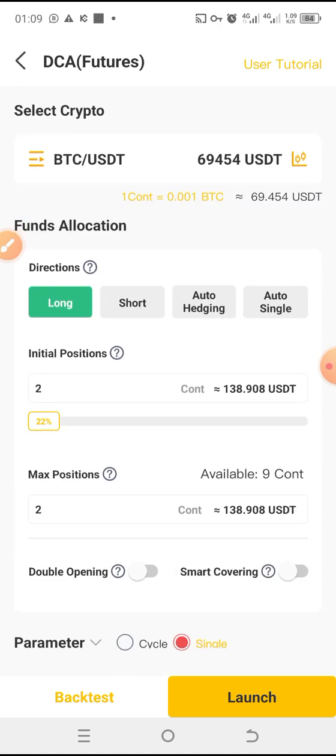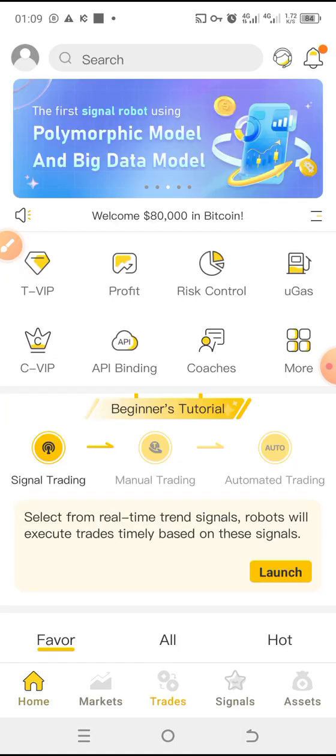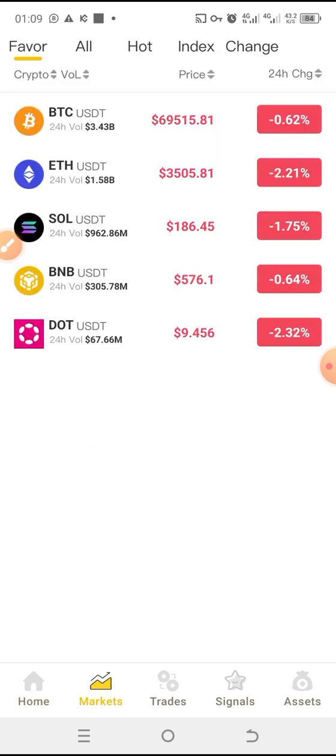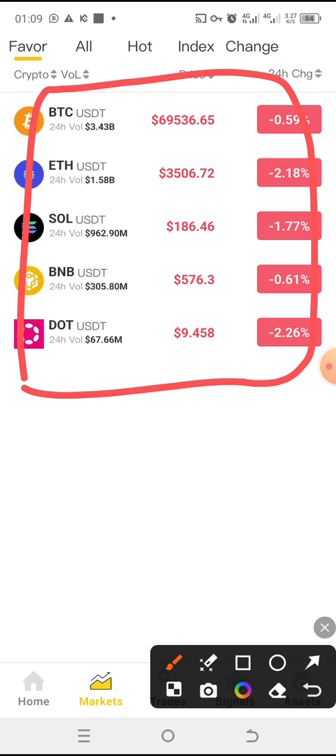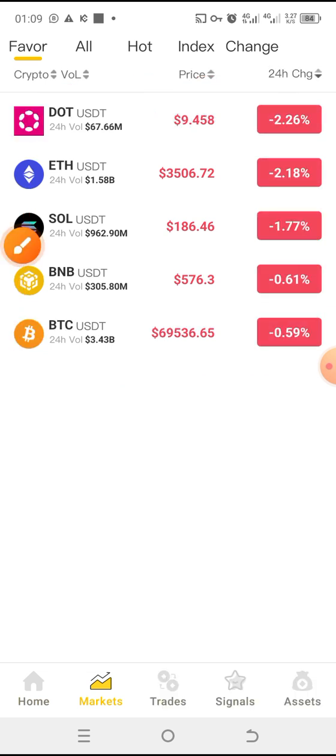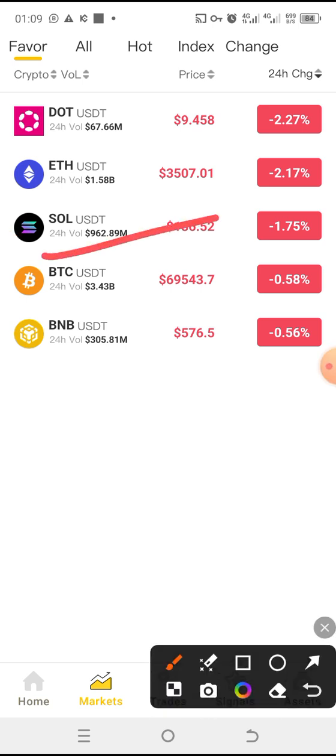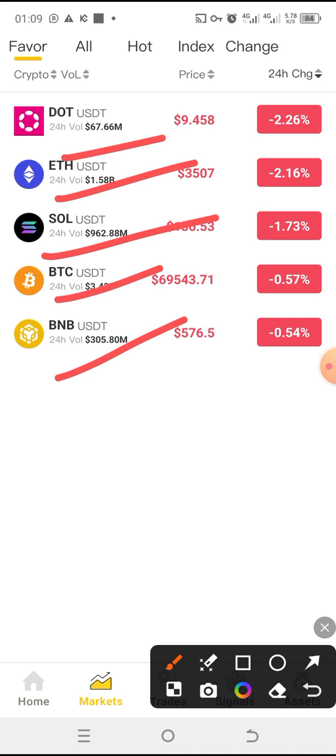So let's go and pick our coin. The first way of picking a coin is simple. You come to market here. You probably want to pick any coin here, especially the one that is deep, because any coin here would at least come back. You know that one is for certain. So Solana is good. BTC, BNB, Ethereum, DOT, they are all good.